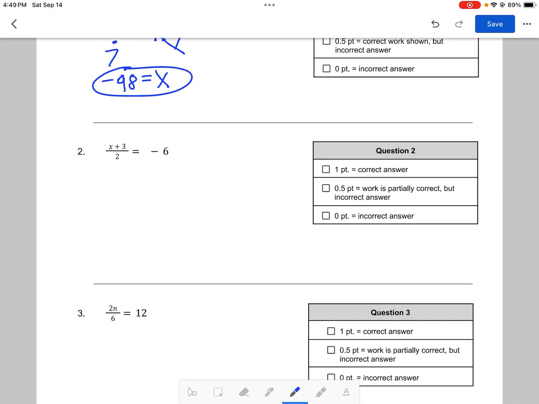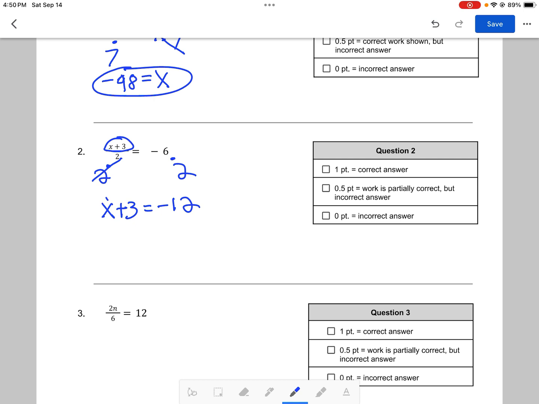For number 2, x plus 3 over 2 equals negative 6. We use the same principle we used in the first one. I'm going to multiply both sides of my equation by positive 2. Again, fractions are the same as division, so I need to do the opposite of division, which is multiplication. So when I multiply both of these sides by 2, those cancel, and I'm left with this top part, x plus 3 equals, if I multiply by 2 on the left, I must do it on the right. Negative 6 times positive 2 is negative 12.